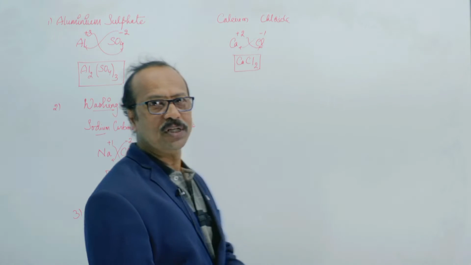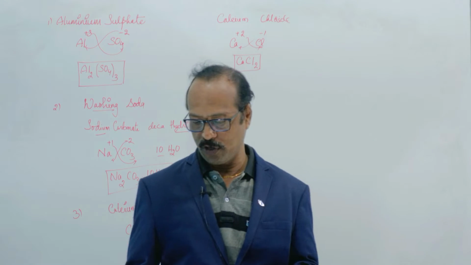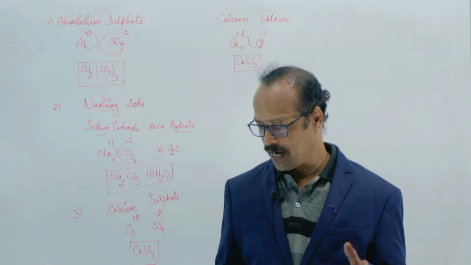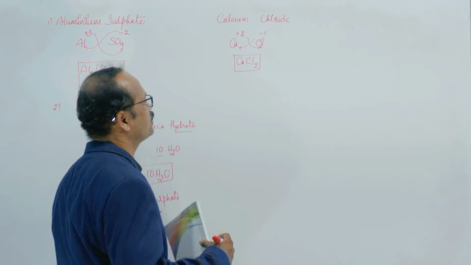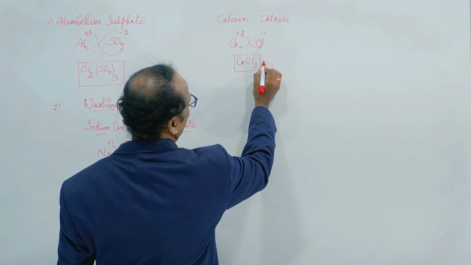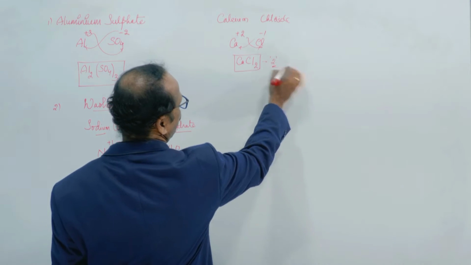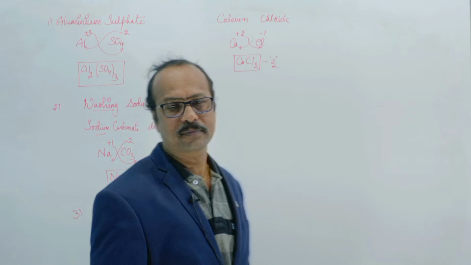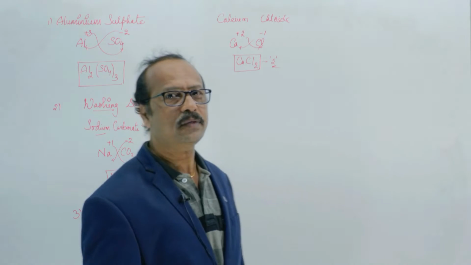Now what they asked in the question, they didn't ask you to write the formula of calcium chloride, but the number of chlorine atoms present in calcium chloride. So in this calcium chloride, how many chlorine atoms are there? 2 chlorine atoms are there, 2 atoms of chlorine. So that's the answer. Clear? Good.